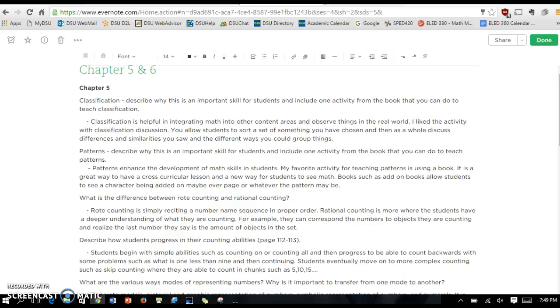You could do this with books. In our music class, we're talking about an add-on book, and you can see the pattern within that.